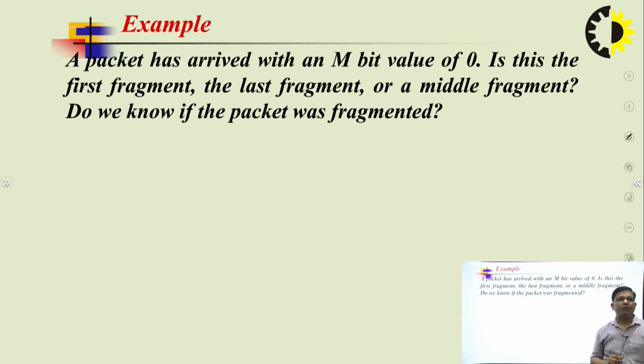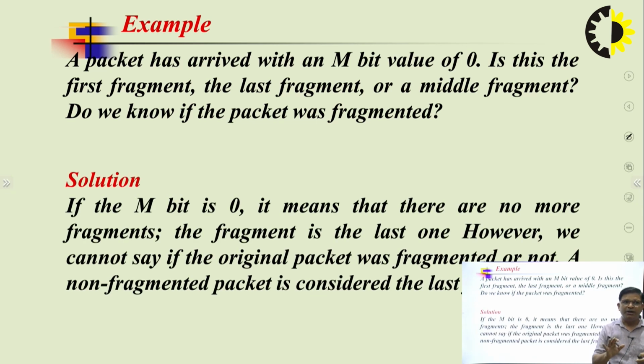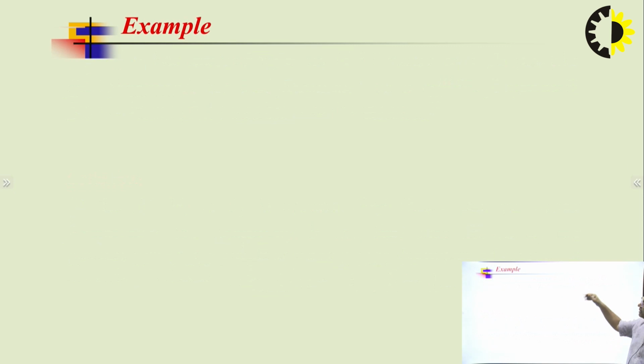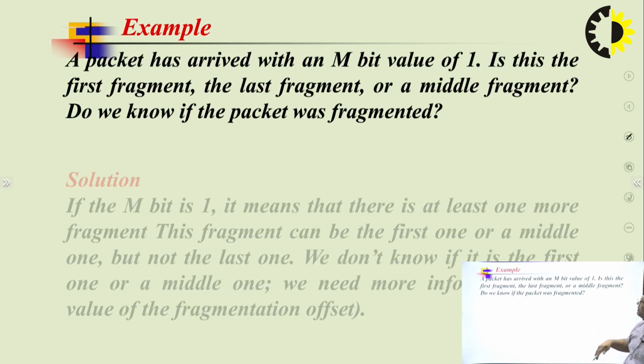So the questions on the fragment offset and the three bits used for do not fragment and more fragments are as follows. A packet has arrived with an M bit value of 0. Is this the first fragment, the last fragment, or a middle fragment? M, the more bit, is 0, so there is no more fragment. It means this is the last one. But is this the first one? We cannot say. These types of questions we have already discussed in the previous lecture.